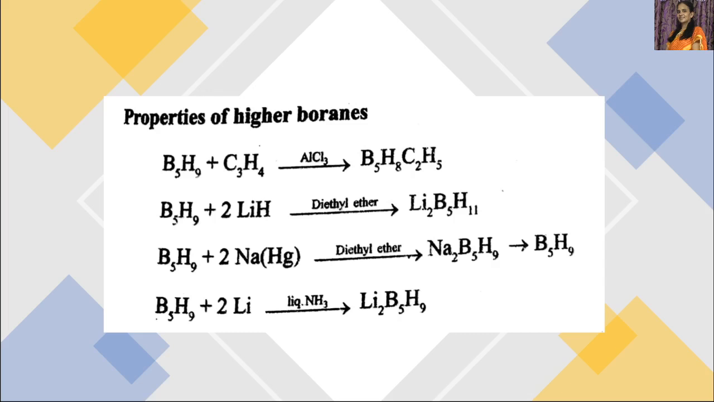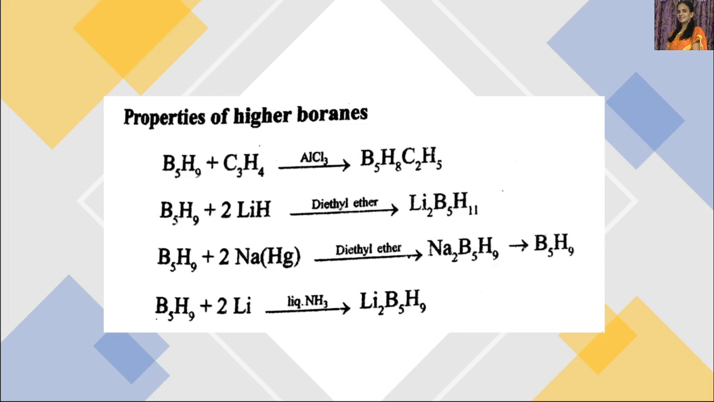Next one is reduction. B5H9 is reduced with lithium hydride in diethyl ether as a solvent, and then we get this substance. Next, B5H9 is treated with sodium amalgam in diethyl ether solvent, and we get this compound, that is disodium pentaborane.